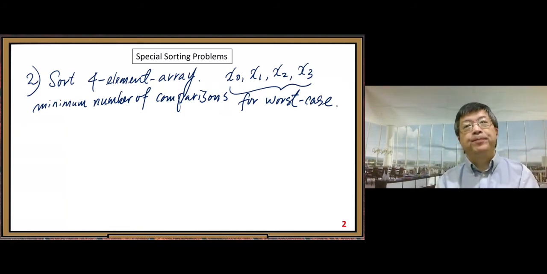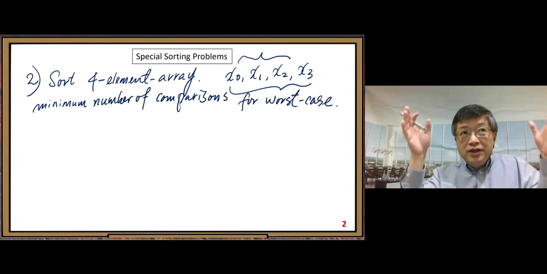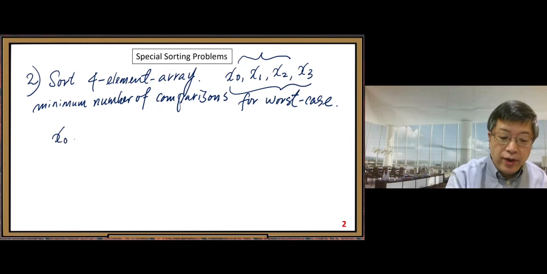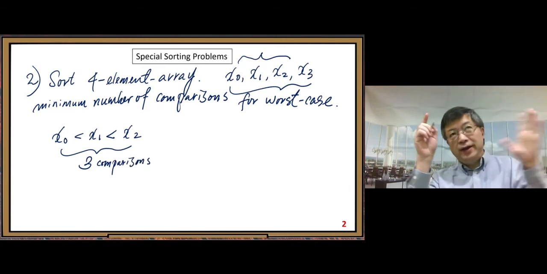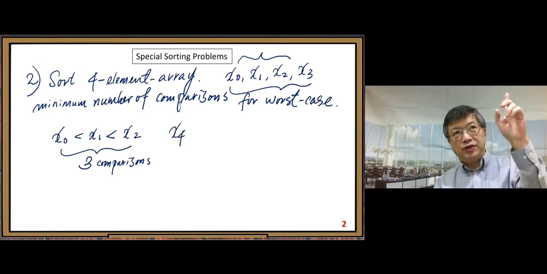So now, let's do it this way. First, we already solved sorting a 3-element array with 3 comparisons, right? So let us just do it. Sort the 3-element array with 3 comparisons, the first step. Then the next, x4.